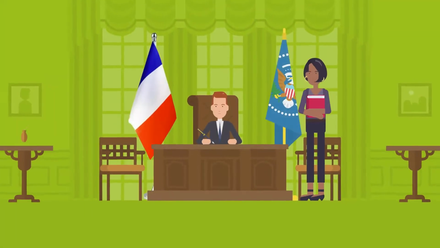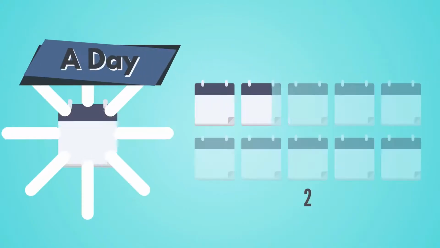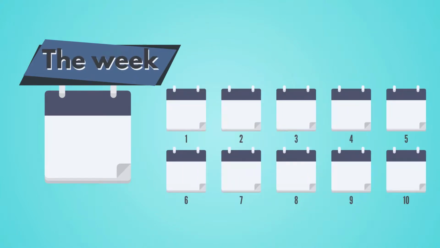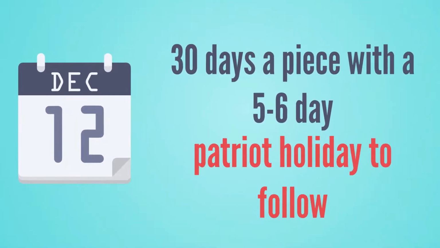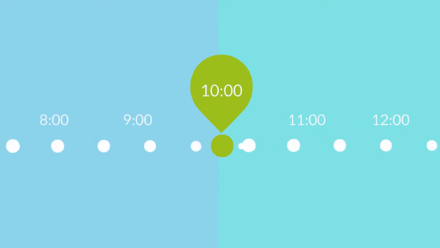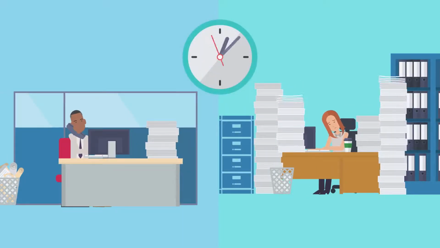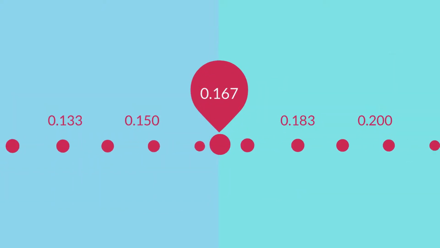After the French Revolution, the government legislated that time be decimalized on a macro scale. A day was divided into 10 parts, and the week consisted of 10 days, and there were 12 months of 30 days apiece with a 5 to 6 day Patriot holiday to follow. The attempt to decimalize time was met with much resistance. Perhaps people resented the longer work week, and this resulted in the decapitation of the decimal architect of time.